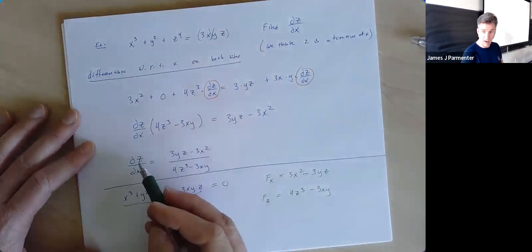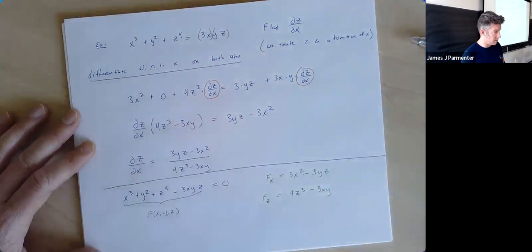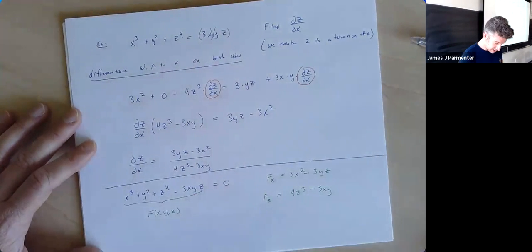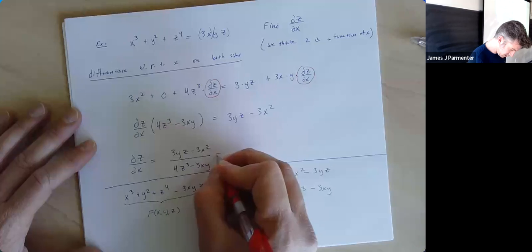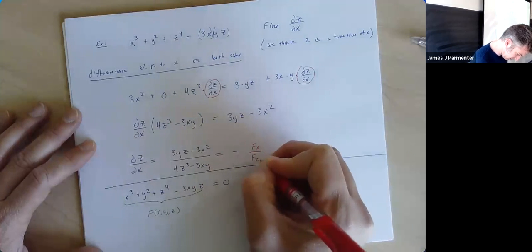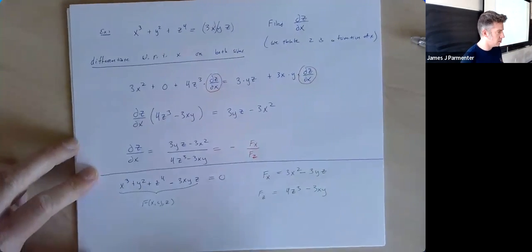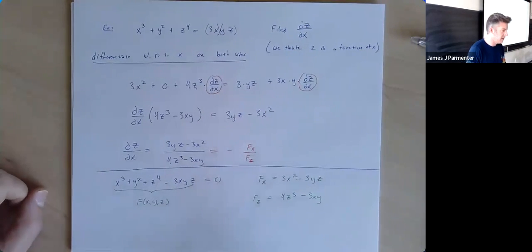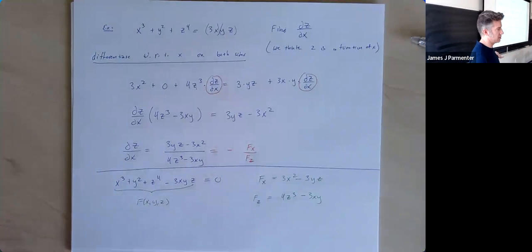And your partial derivative of z with respect to x, where it's implied that z is a function of x, is really equal to negative Fx over Fz, which is kind of cool, I think. It gives you a much faster, sometimes, way of finding the derivative implicitly if you want to.